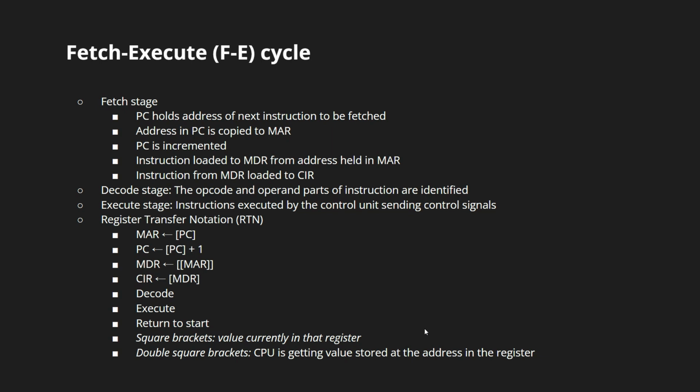In decoding, the opcode and operands are identified, and in the execution the instructions are executed by the control unit sending control signals. Then it returns to the start, and an interrupt is checked to see if more instructions are to be executed as well. The square brackets are used to signal that the address of that data is inside that component. That's why MAR has square brackets, as you can see. And the square brackets otherwise denote the value that is currently in that register.